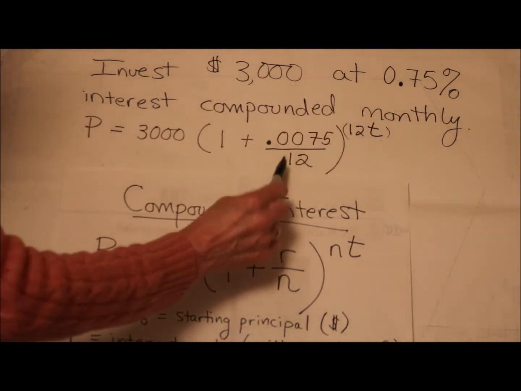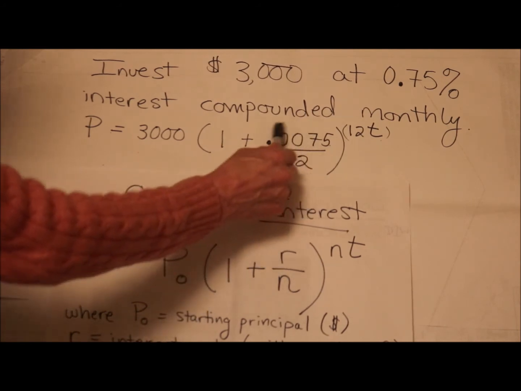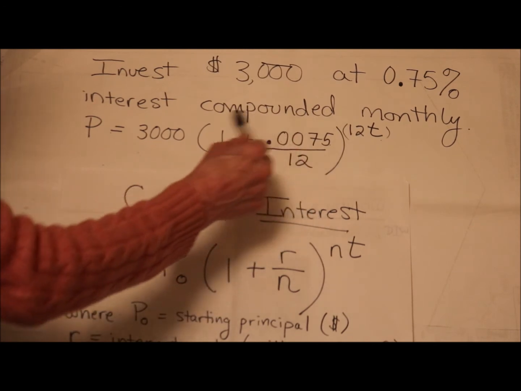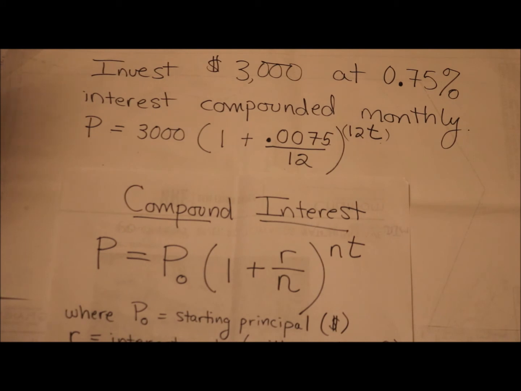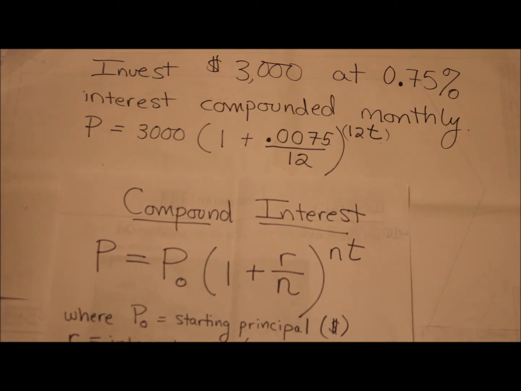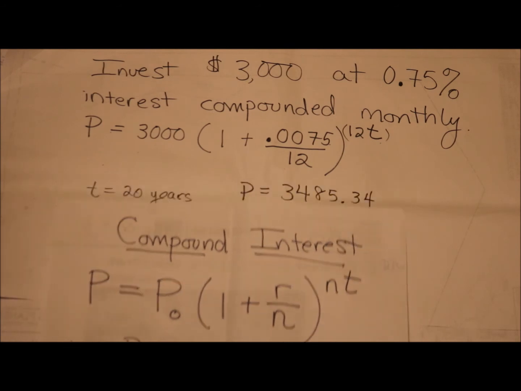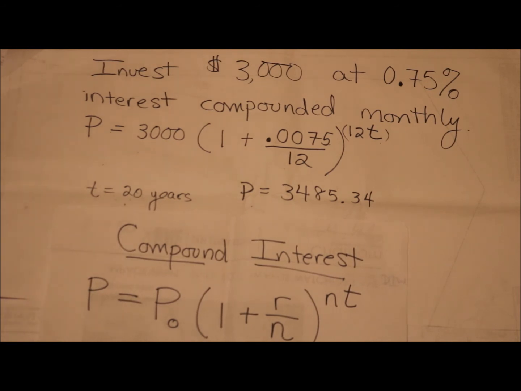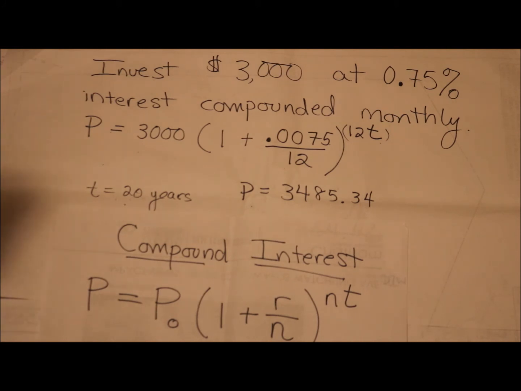If we're compounding this monthly, there are 12 months in a year, so I'm doing that 12 times. So you're getting a 12th of your interest 12 times per year. Well done. So if I want to figure out how much money I'll have in this account, assuming I'm not depositing anything or taking anything out, you can plug things in using your calculator. I plugged in 20 years, and I got that I would have $3,485.34. Go ahead and put this in your calculator and make sure you get that same amount.